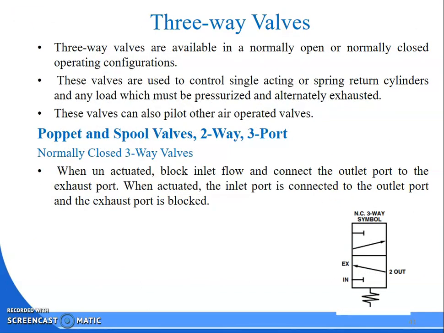Three-way valve. The three-way valve is available in a normally open or normally closed operating condition. These valves are used to control single acting and spring return cylinders. The valves are also pilot or air operated. So, normally closed three-way valve. As you can see, when unactuated, it will block the flow and connect the outlet port. See here, from the working port A, it will exhaust, and the inlet port, the supply port, will be closed. This is spring actuated.